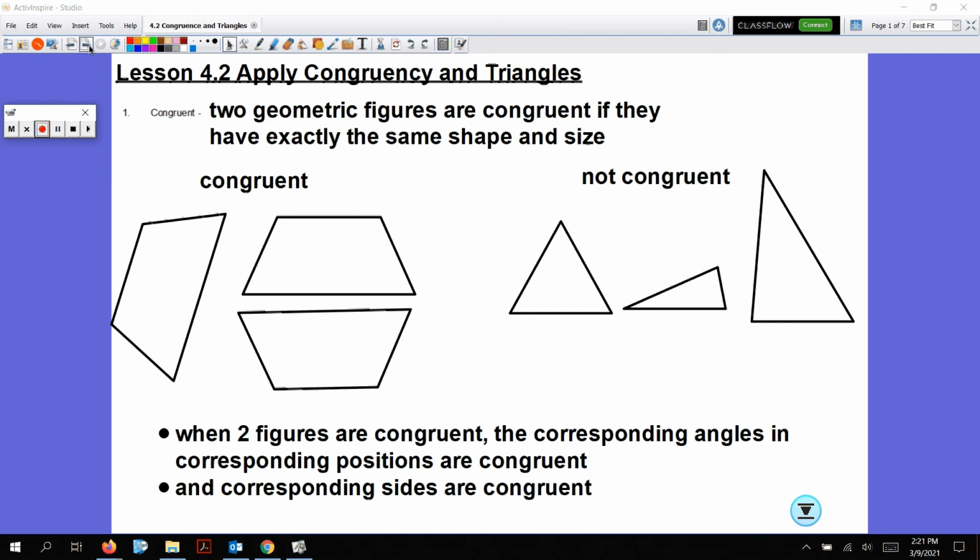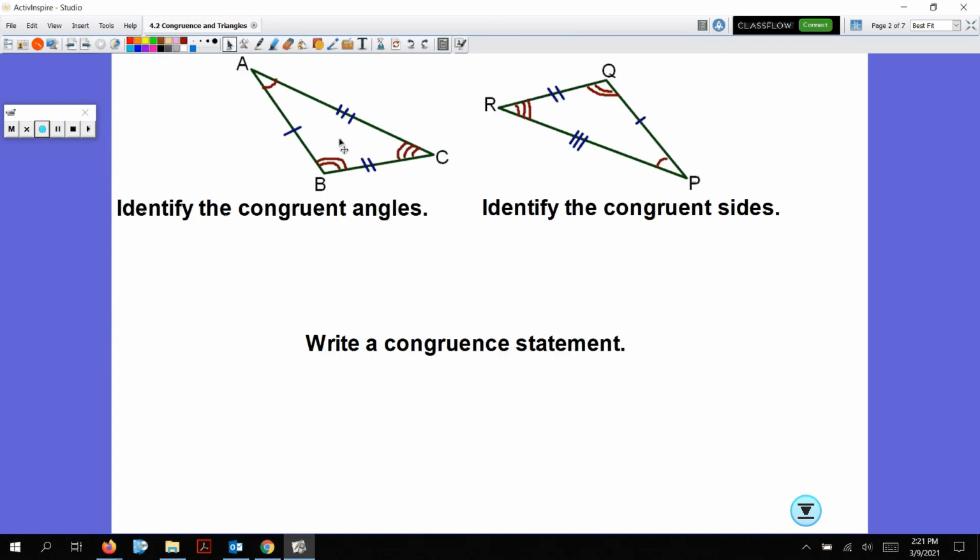All right, let's take a look here. This is the image at the top of your notes, lesson 4.2. We're going to identify the congruent angles and identify the congruent sides. So we use the marks on the angles to determine which are congruent. Angle A is congruent to angle P, because they both have one little mark. One mark, they line up.